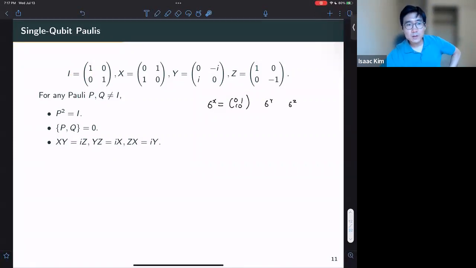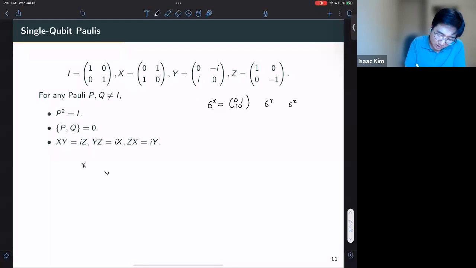All of these things are 2x2 matrices. And they satisfy some very nice properties. One thing is that they square to identity. It's something that you can check. And moreover, except for identity, they all anti-commute with each other. So X anti-commutes with Y, Y anti-commutes with Z, and Z anti-commutes with X. And they have this nice cyclic property. So if you multiply X, Y, I get iZ.